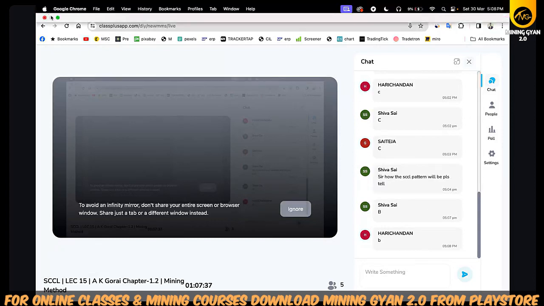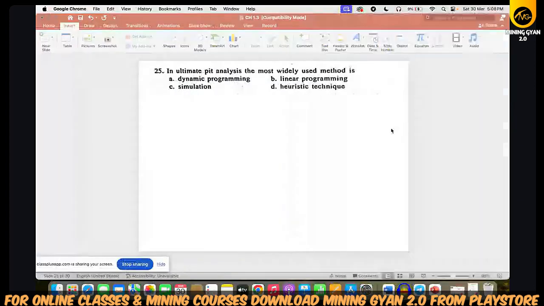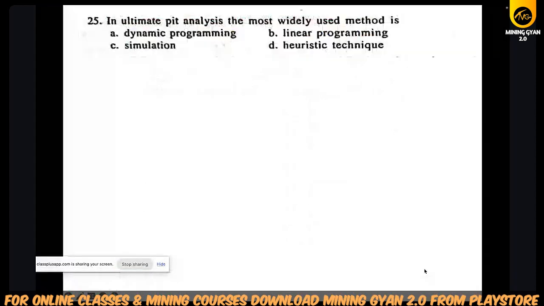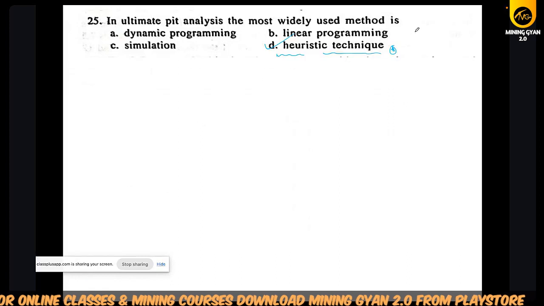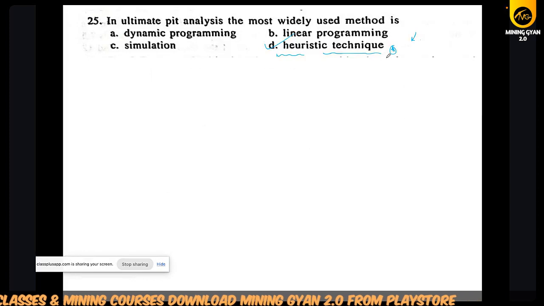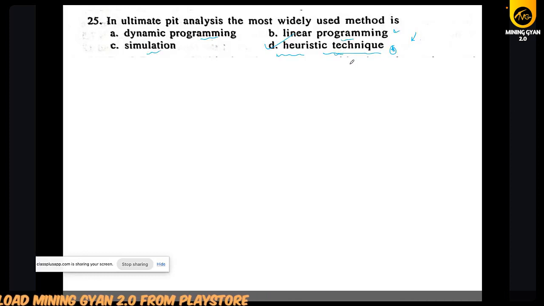This is the last question and tomorrow we will discuss. So in ultimate pit analysis, the most widely used method is the heuristic technique. If I get notes, then I will read them and try to explain the theory, all these parameters, all these words, the heuristic technique. So in ultimate pit analysis, the most widely used method is the heuristic technique.